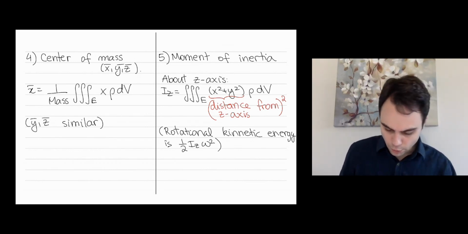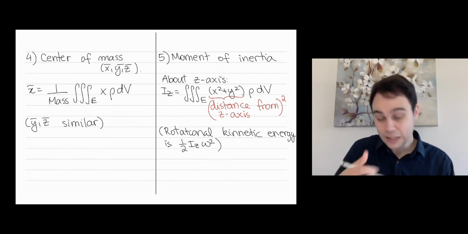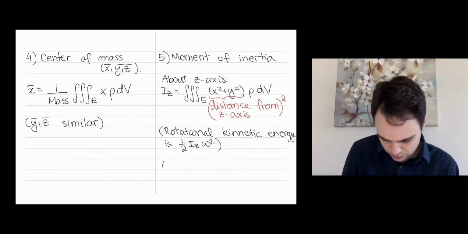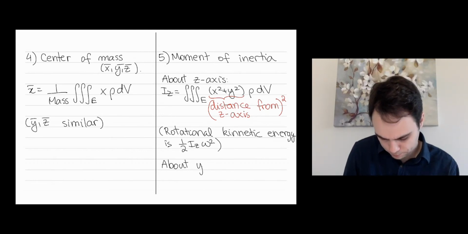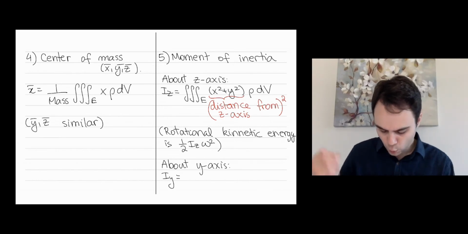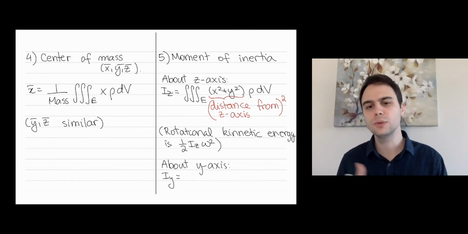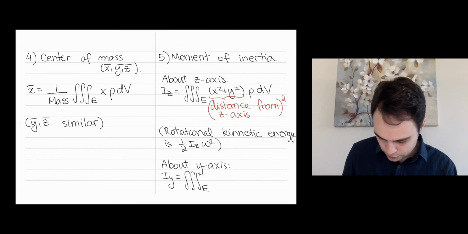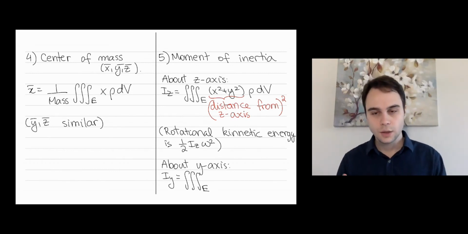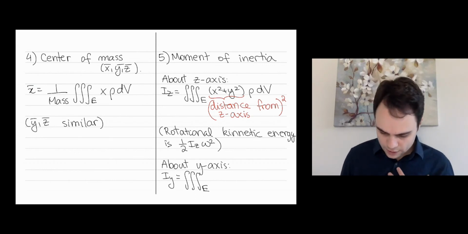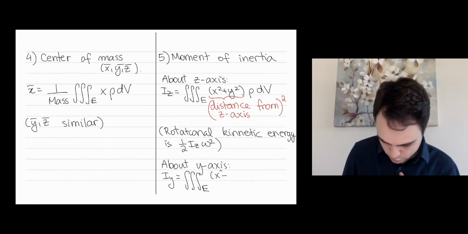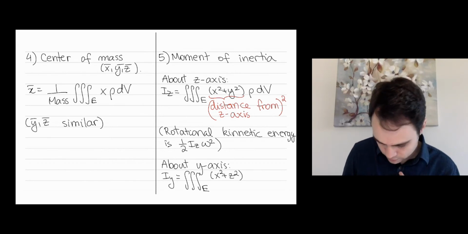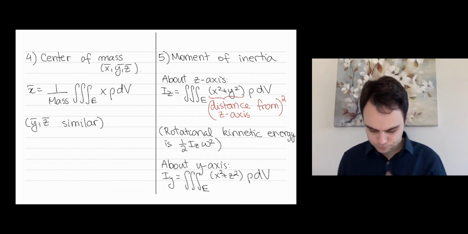We can also compute the moment of inertia around any other axis. For example, around the y-axis, the formula becomes, so it's noted I_y. In my notation I want to indicate the axis I'm talking about, because this changes the number that you get. It's the triple integral of the distance from the y-axis squared, so that's x squared plus z squared, times rho dV.